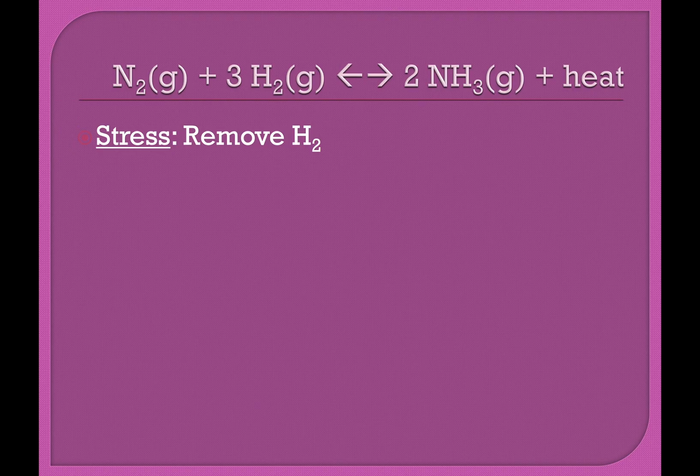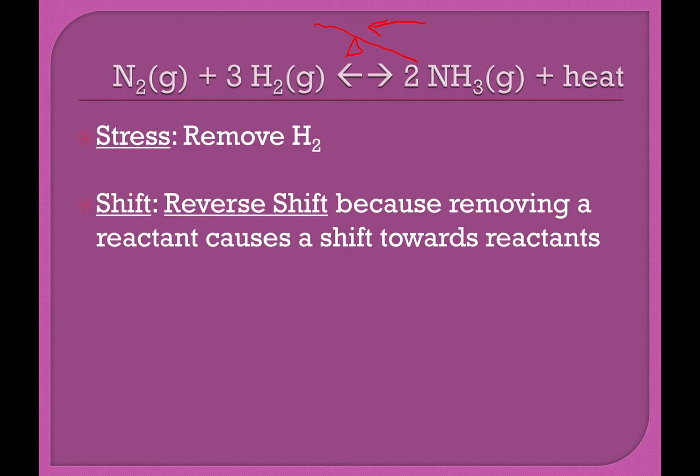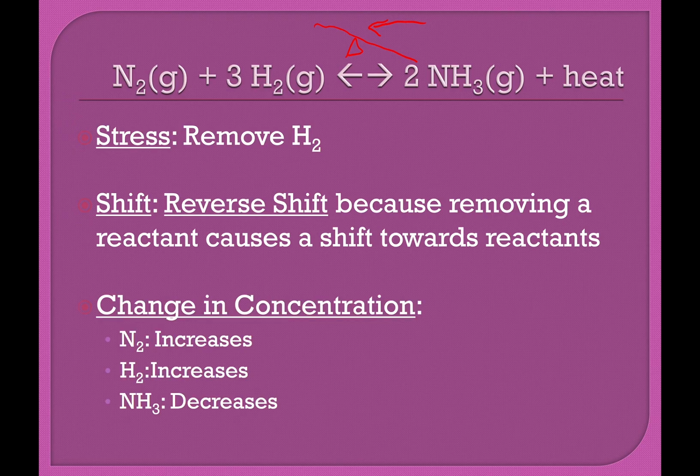When we remove H2, it's like removing people from the left side. It's going to make the left side of the seesaw higher because we took stuff off of that side. It wasn't balanced. We removed hydrogen. Our seesaw is now high on the left-hand side. So this will cause a shift. The reaction will want to move towards the left to bring that seesaw down. This is a reverse shift. Removing reactant causes a shift towards reactants. Shifting left will use up NH3 and cause this to decrease. And in order to bring our seesaw back up, we need both of these concentrations to increase.